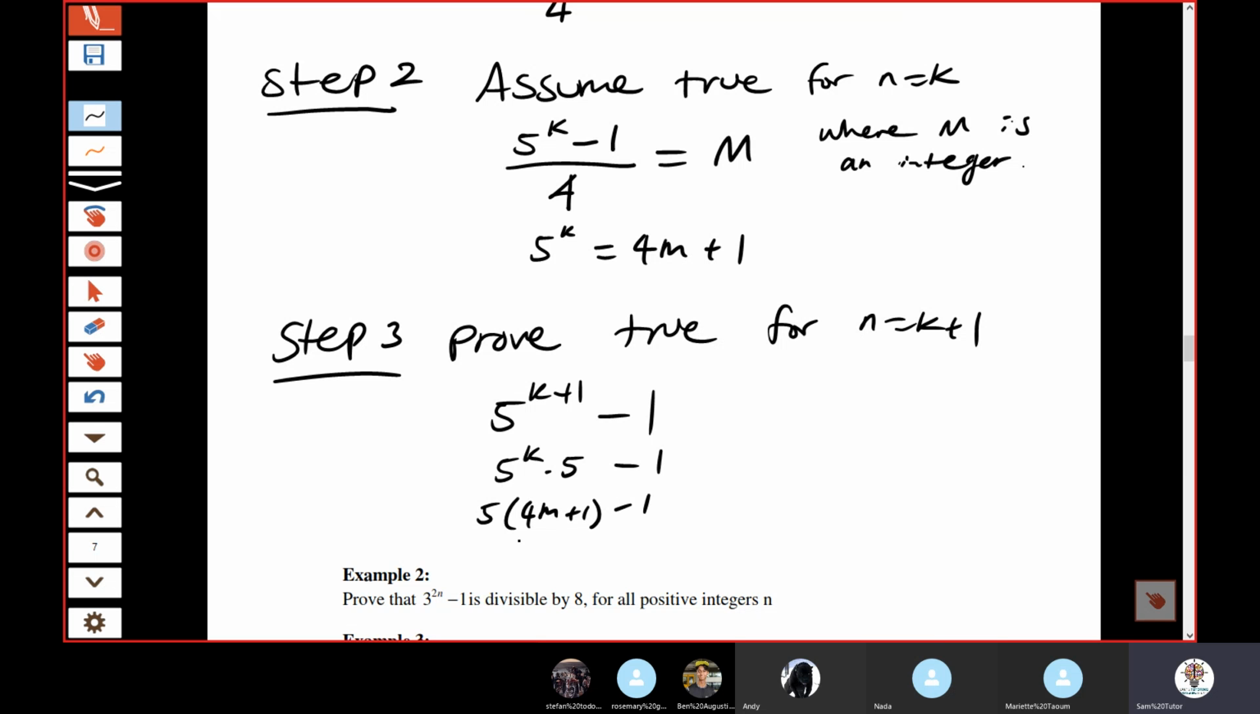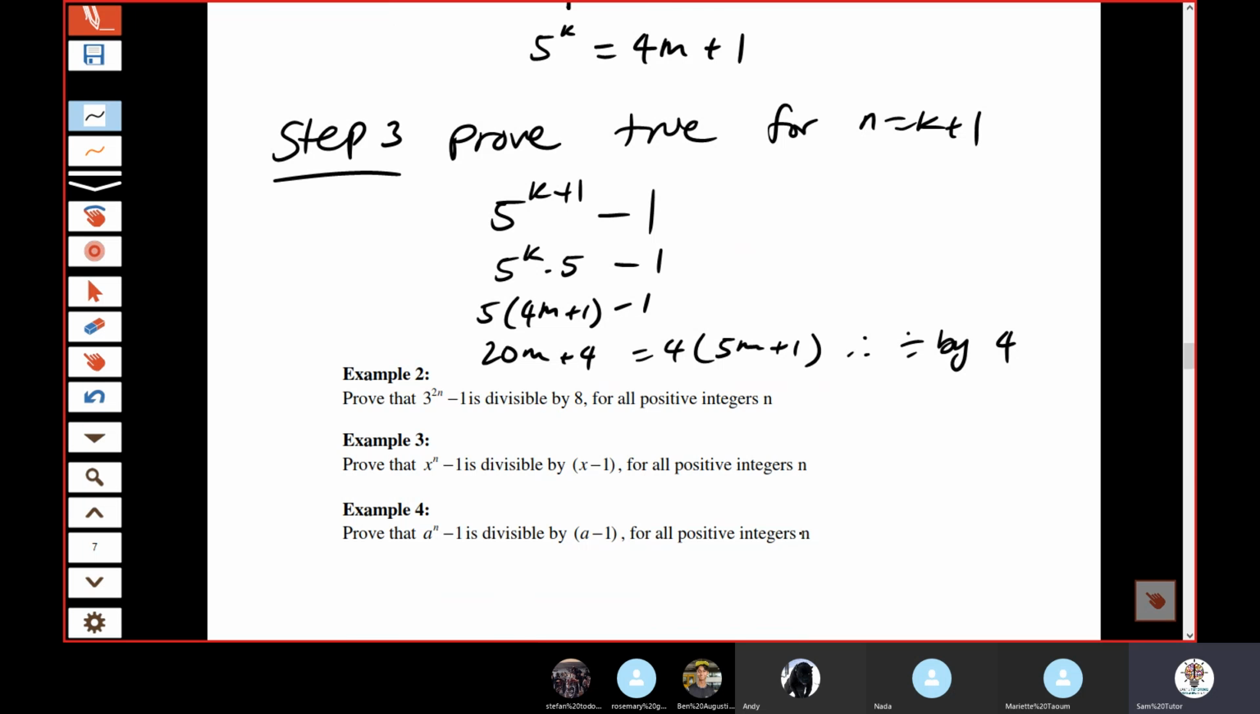25 take away 1 is 4, so I get 20m plus 4. Factorize my 4 out. Therefore, divisible by 4. Why is it divisible by 4? Sorry? Yeah, because you're timesing it by 4. Correct. Therefore, divisible by 4. Good, done. Easy. Questions? No? Happy with it?